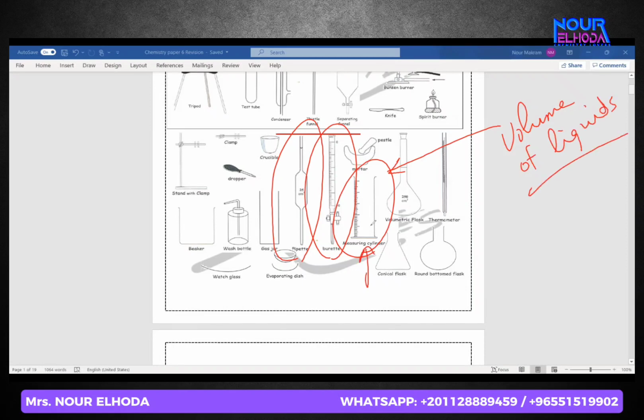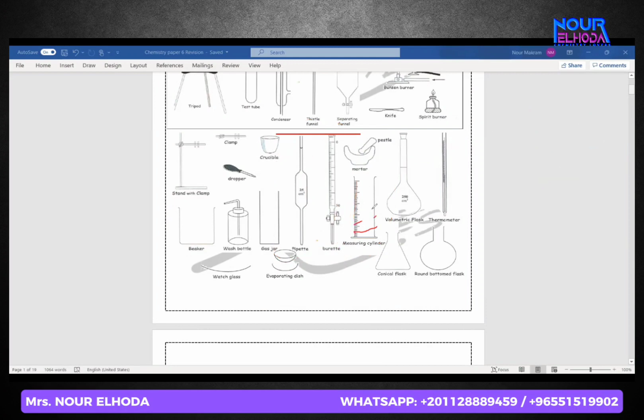The measuring cylinder is the easiest one to use. Why? Easy to handle. This is the advantage. Very easy to use. But what is its negative point? Inaccurate. This one is easy to use but inaccurate. So once again, the negative point is that it's inaccurate, and the positive point is that it's very easy to use.